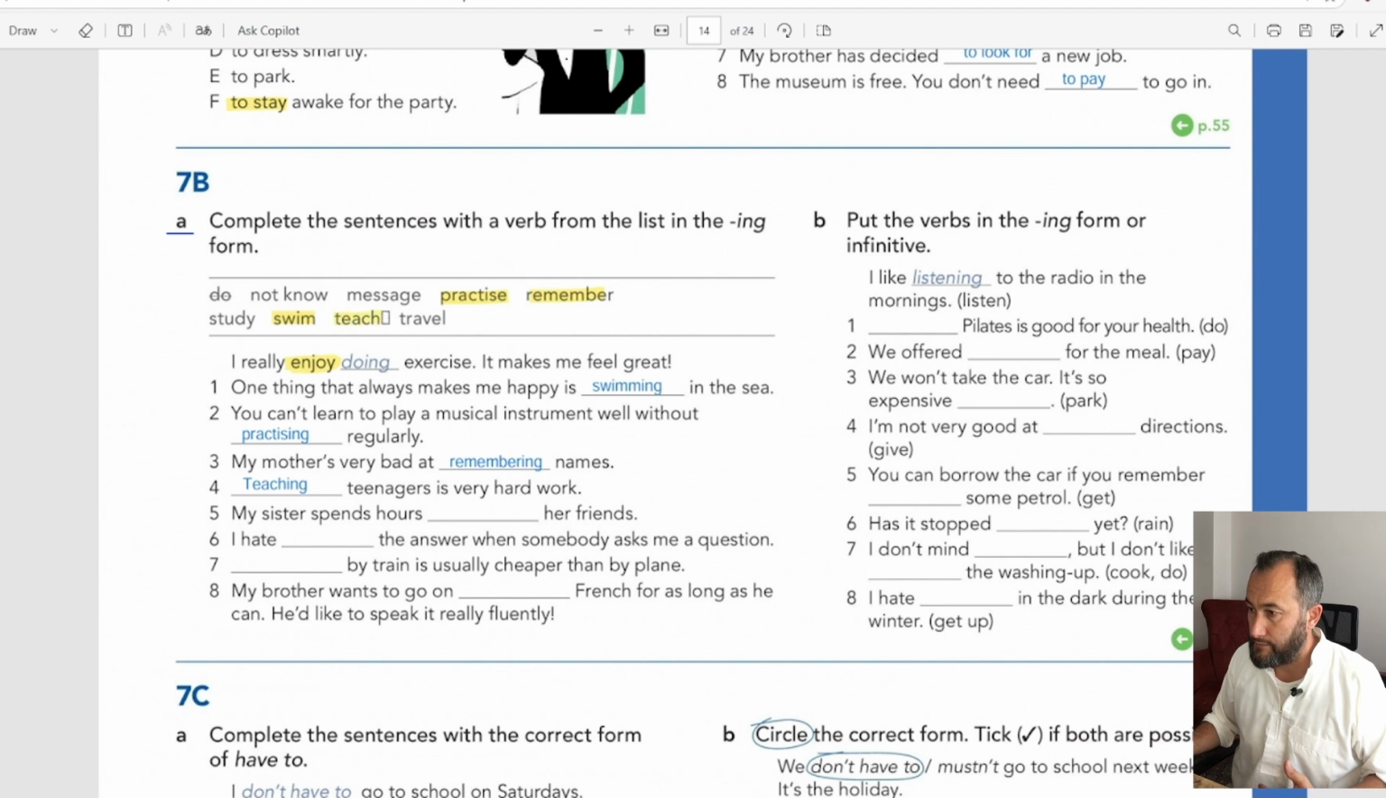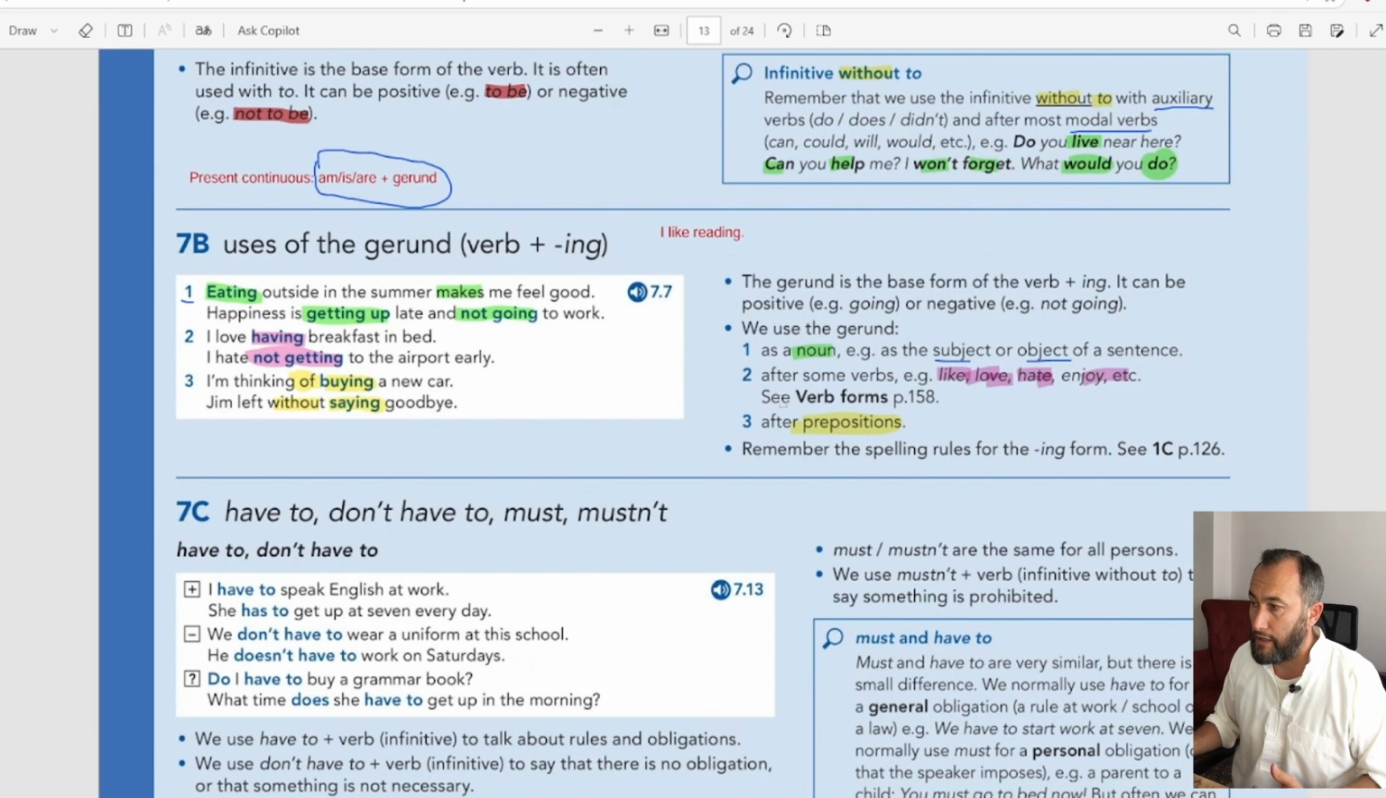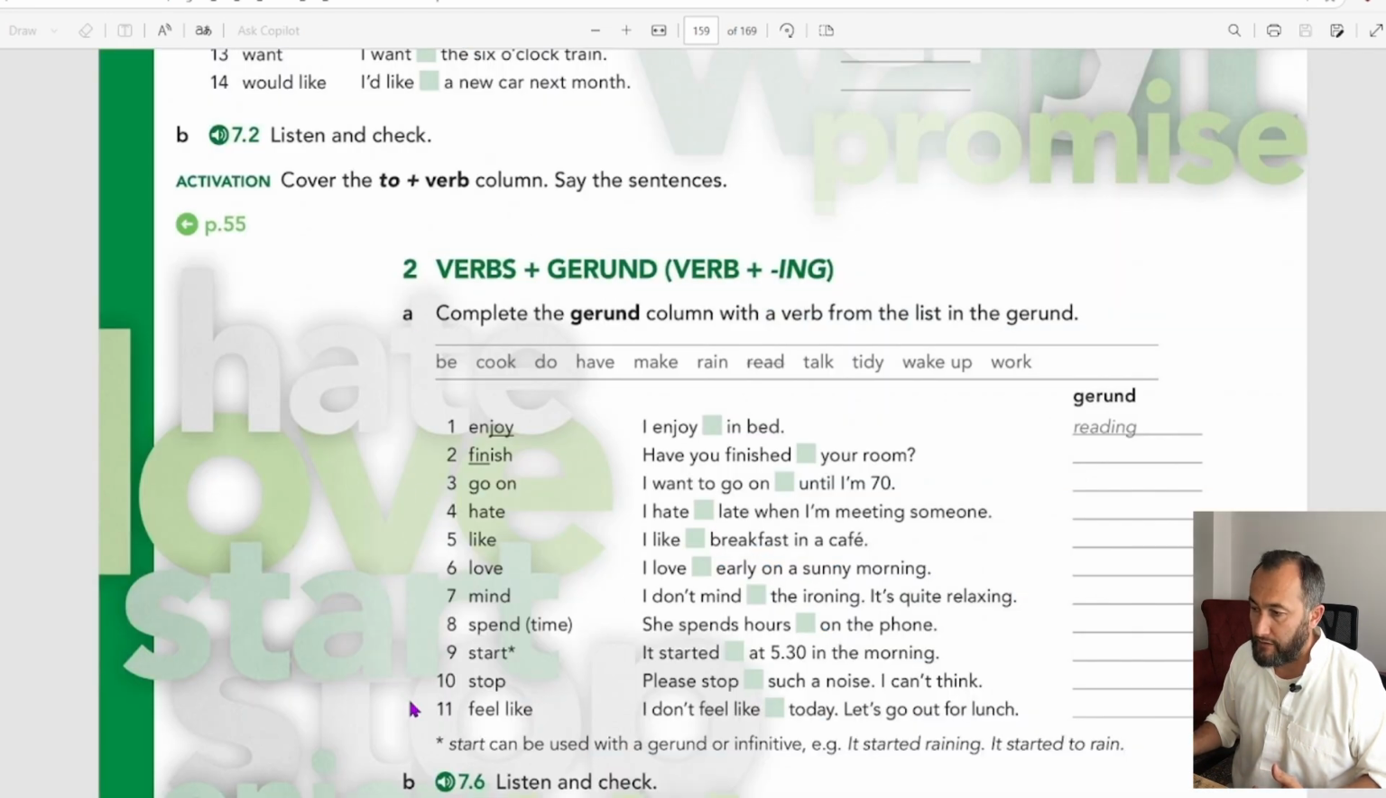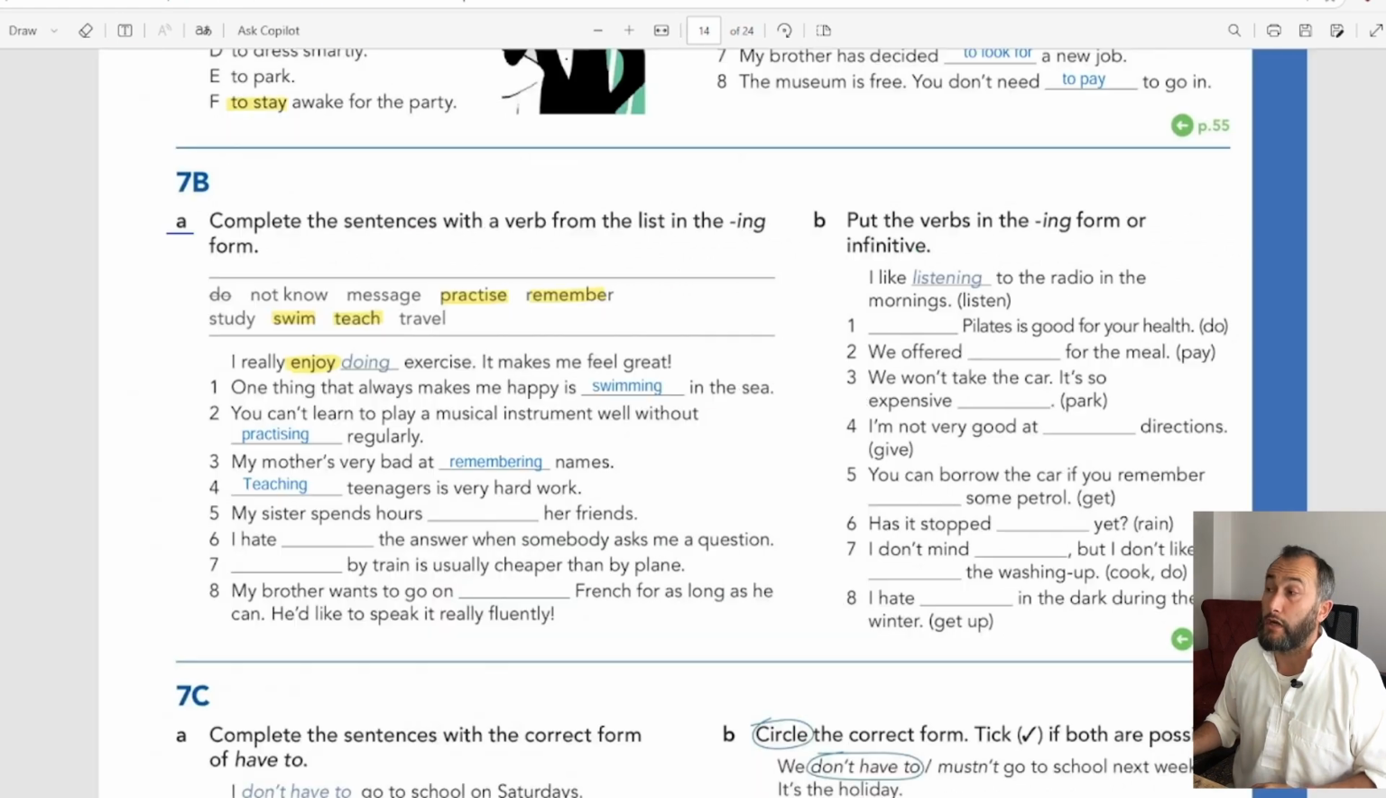Yes, teaching is gone. Number 5, my sister spends hours. This is rule number 2, after some verbs. Spend, as you can see, verb number 8. After them, we must use gerund. So my sister spends hours messaging her friends. We're going to remove that. Messaging, yes.